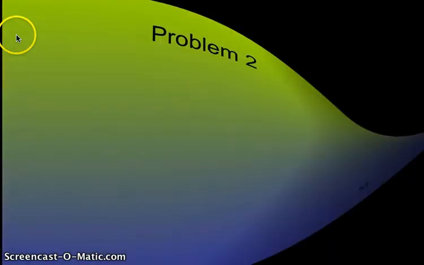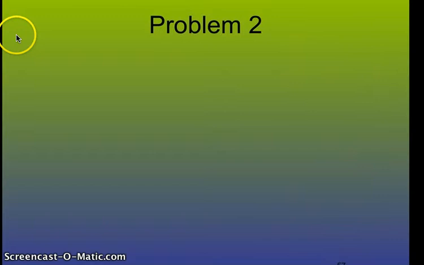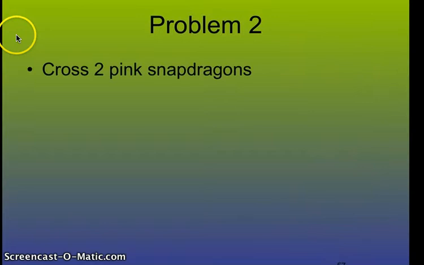So let's do another problem. All right, this one we're going to change it up just a little bit. We're still using our snapdragons because you still have the key right there in your notes. It's easy to see and follow. We're going to cross two pinks. So we're going to use still R and W. Why change it? I already have a key.